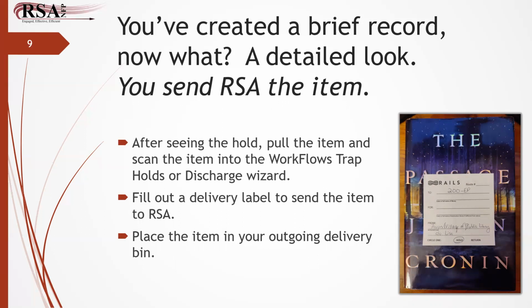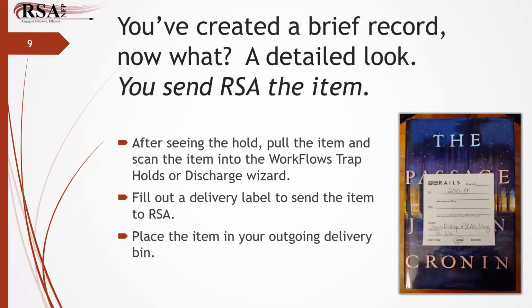In the To field, please write 200 EP. The For section you could leave blank as well. In the From area, write your library's full name. In the Notes Date Due section, if possible, please write care of or attention followed by the RSA cataloger's first name. This step will ensure the item is routed to the appropriate cataloger once it arrives at Rails East Peoria.